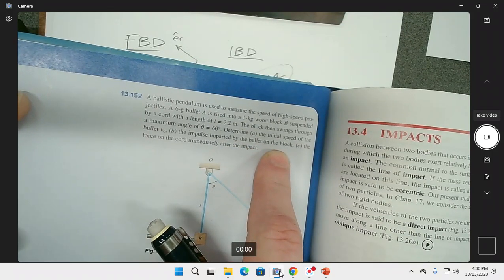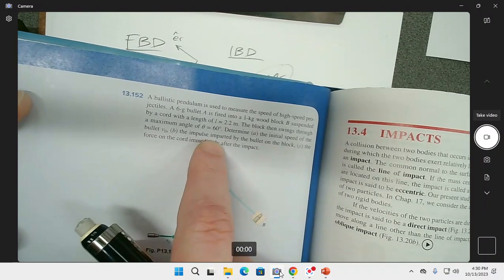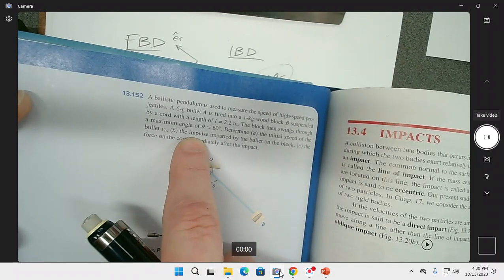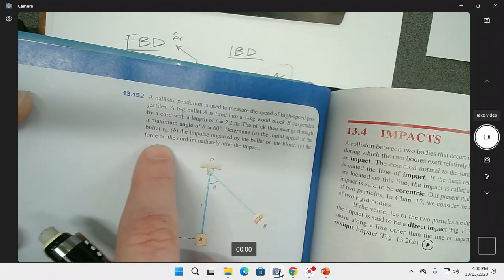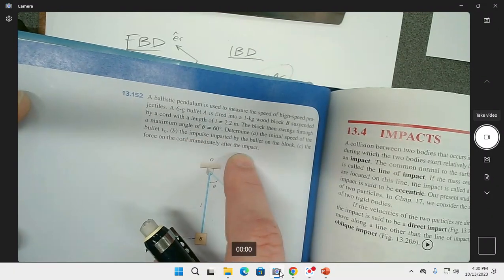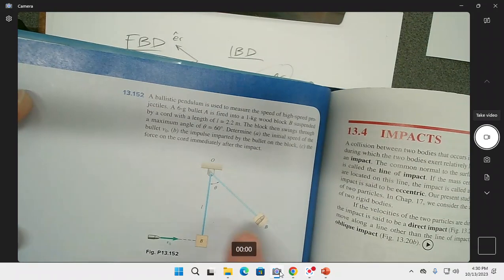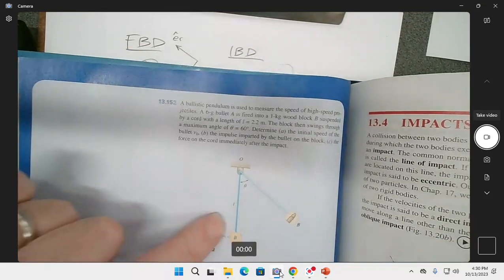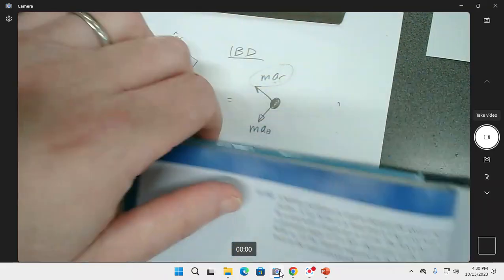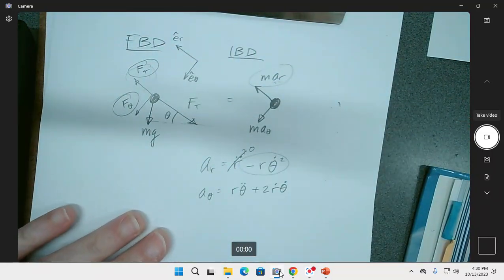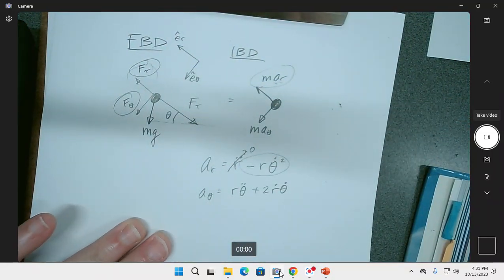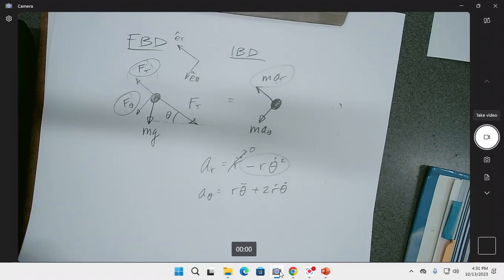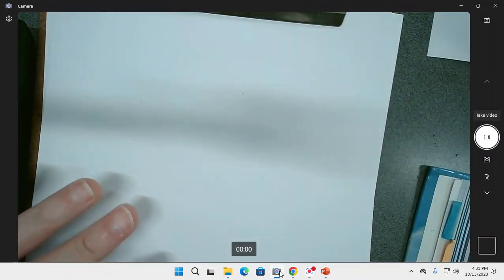Does it tell us the time? This is the impulse. They don't mean the impulse force, they just mean total impulse. And the force on the cord immediately after the impact. Okay, that's an interesting one. So this is a good problem because it's not impossibly difficult, but it makes you think through the thing. And it's a real one. It's a real thing. It's a ballistic pendulum.